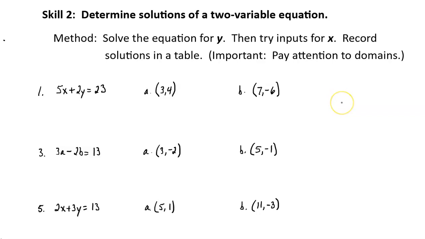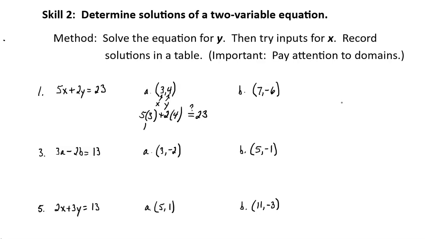5x plus 2y is equal to 23. The first ordered pair that we're asked to check is 3, 4. So the first number in the ordered pair is the value of x. The second number is the value of y. It's always alphabetical order. So we want to try 3 in place of x and 4 in place of the letter y. And what we're wondering is, does this equal 23? And if it does, we'll say yes. And if it does not, we'll say no.